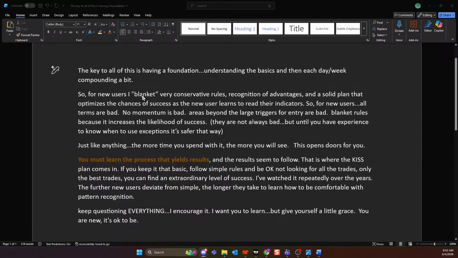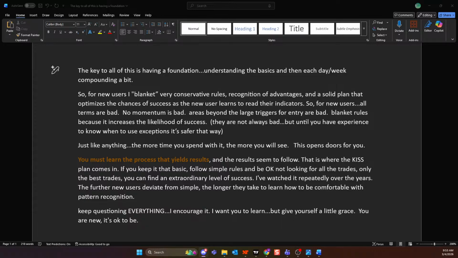So for you new users, I blanket you with very conservative rules, recognition of advantages. I hand you a solid plan that optimizes your chance of success as you learn to read your indicators. So for new users, all termination conditions are bad. And areas beyond triggers for entry are bad. And no momentum is bad. Shame on you. Finger wag, right? But guys, the honest truth is they're not always bad. There are times where the trade still makes sense if it's in your plan. But these blanket rules are there to put you in a position to win more than you lose.